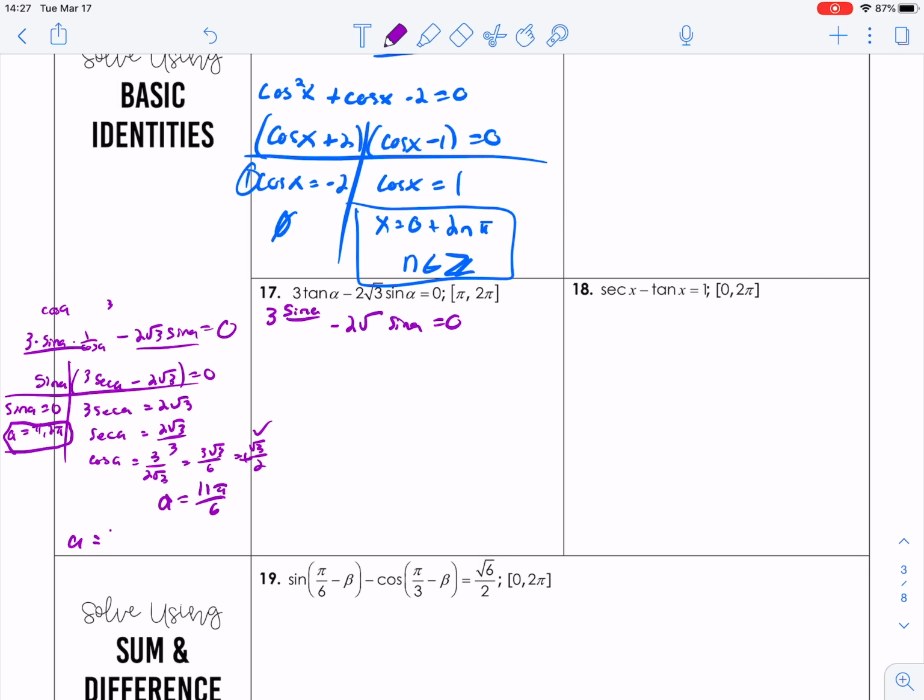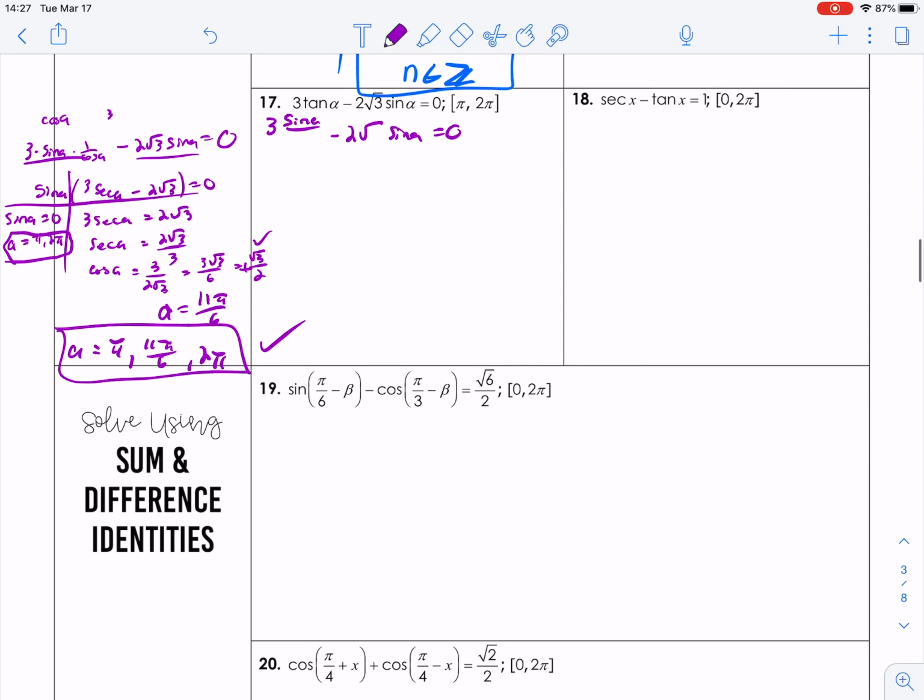A can equal pi, 11 pi over 6, and 2 pi. And there we go, there's 17. Okay, 19. Oh boy. So we got difference of angles and difference of angles again.